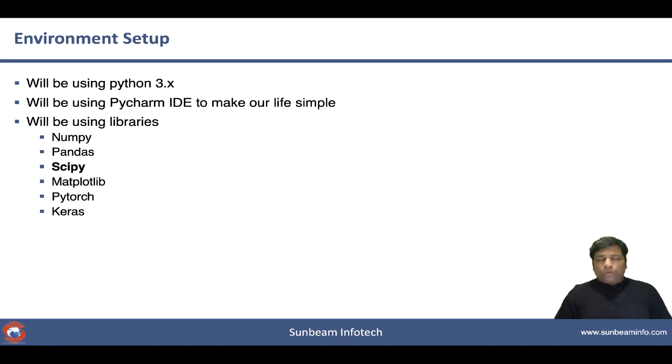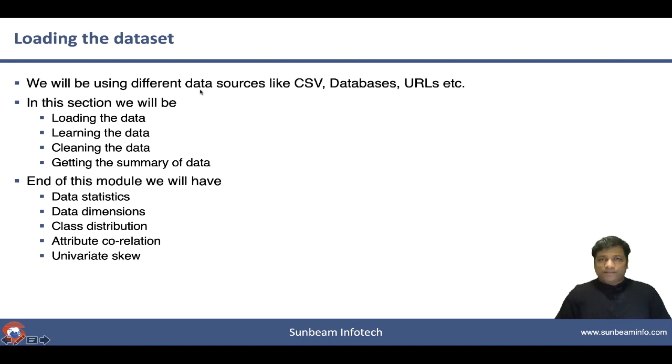application. Once the machine is configured, we'll start loading the dataset from different sources like CSV files, Excel files, databases like MySQL, MongoDB, or we are going to directly load the data from different URLs. In this module, we are going to see how to load the data. Importantly, we are going to learn the data. We'll see insights of the data. We are going to clean the data and we'll start getting the text summary of the data. We are going to use techniques like how to get the different statistics of the data. We are going to get the data dimensions. We are going to see the different class distributions. We'll see how the attributes are correlated, and we'll see how univariate skew affects your data.